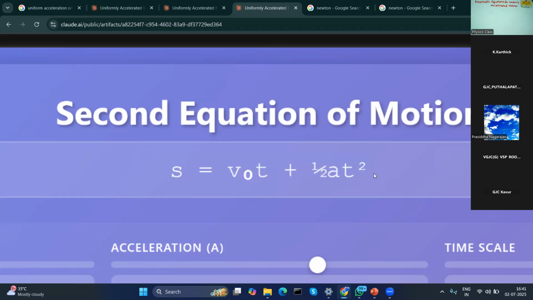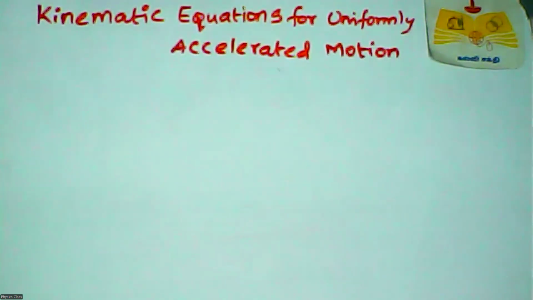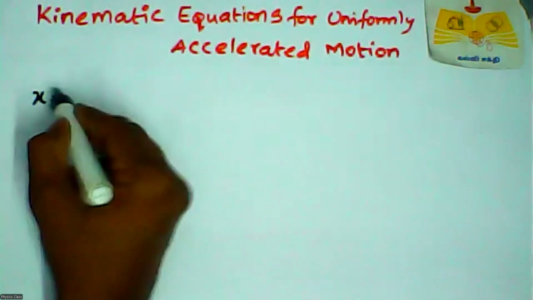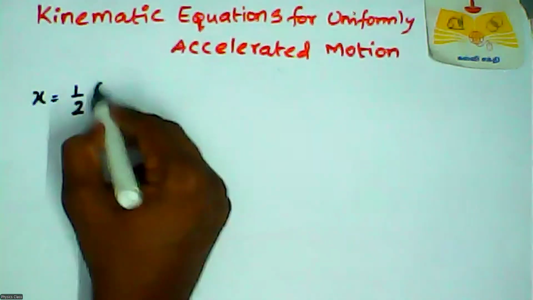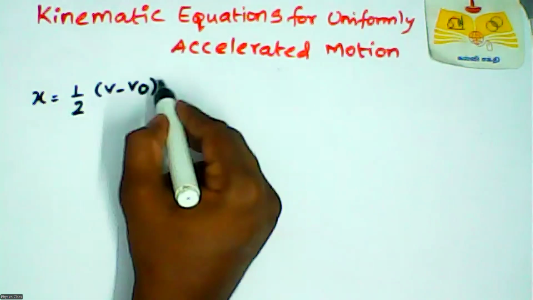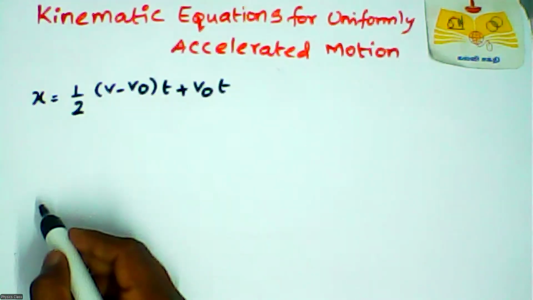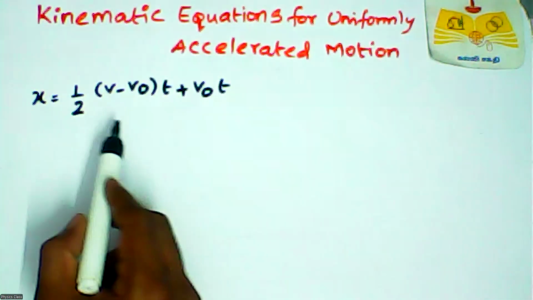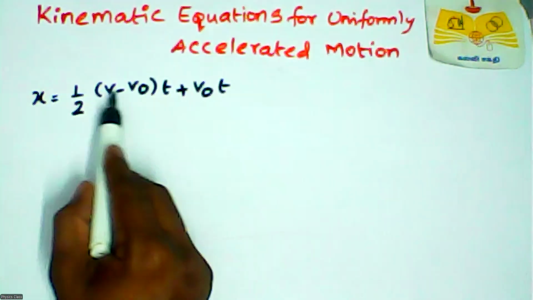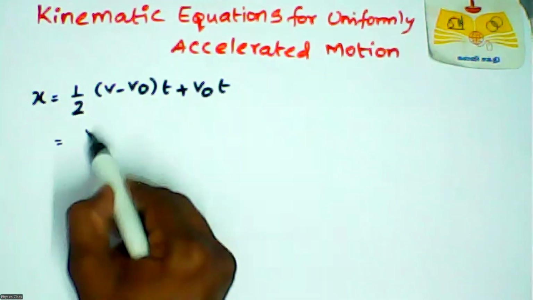So now you remember the two equations, now shall we go to the third equation? Okay sir, please teach them the third equation. Okay, now we will move into the third equation of motion. Before that, we can write the previous equations. x is equal to 1 by 2 (v minus v naught) into t plus v naught into t. Is it correct? You can see v minus v naught by 2 like that.